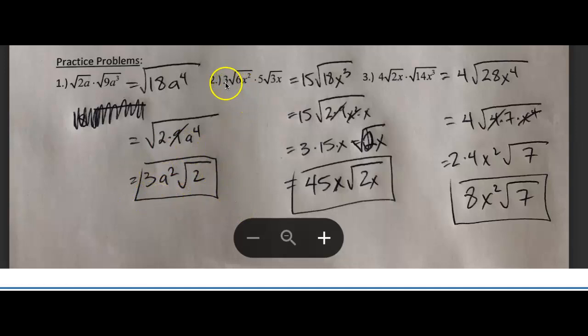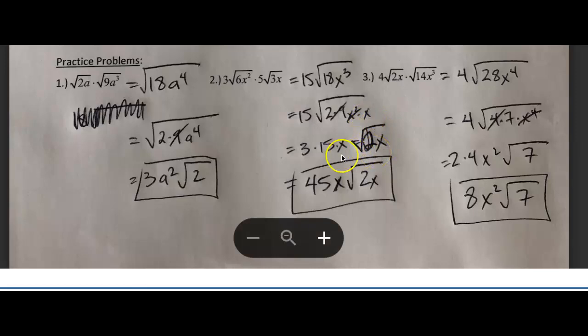And then these here, I multiply what's outside. 3 times 5 to get 15, whatever's outside the radical. And then I multiplied what was inside the radical, 6x squared times 3x. So 6 times 3 is 18. X squared times x is x to the third. And then I simplified the radical. So the 18, I broke it down to 2 times 9. And the x to the third, I broke it down to x squared times x. And then I can take out the square root of 9, which is a 3 here. I can take out the square root of x squared, which is an x here. And then I have to notice that a 2 and an x stay under the radical.